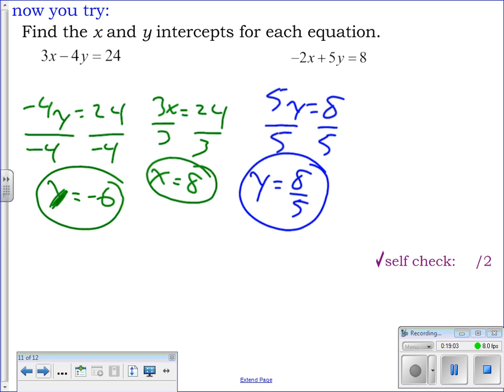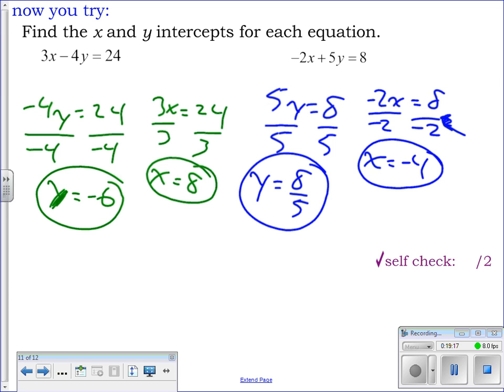Okay. Let y equal 0. I get negative 2x equals 8. Divide by negative 2. And x equals negative 4. Yeah. So your y-intercept's a fraction. It's not the end of the world. Makes it a little harder to graph.